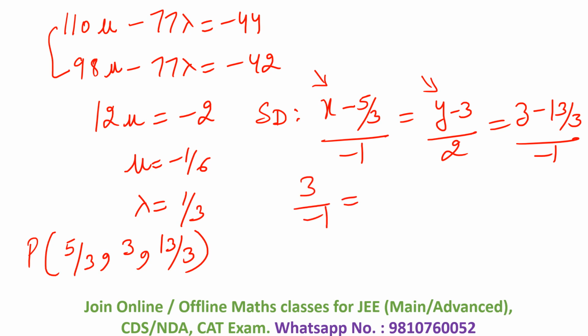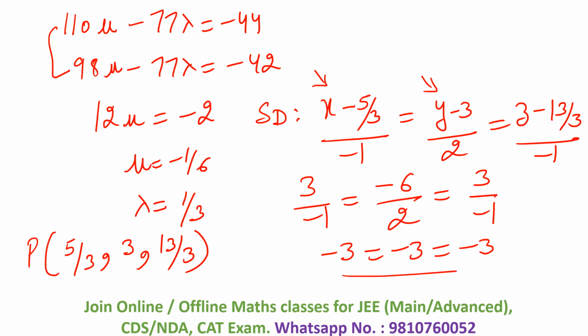When I put y as minus 3, the value becomes minus 6 divided by 2, which is again minus 3. And when I put the value of z as 22 by 3, it becomes 9 by 3, which is 3 divided upon minus 1. Now you can clearly see all of these values are equal to minus 3. So that means this particular point is lying on the line of shortest distance. So hence the option C is correct.